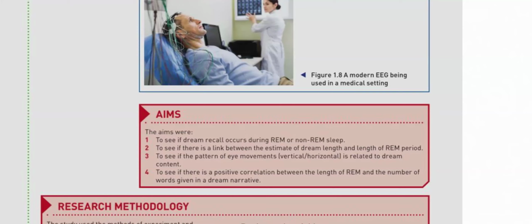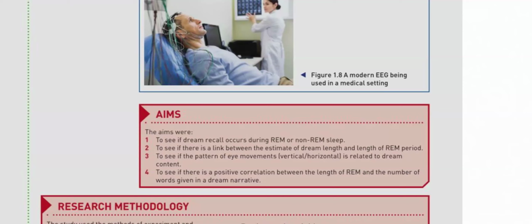Number three is that they wanted to see if the eye movement pattern tells something about the dream. For example, if your eye movement pattern is vertical, does that mean you're dreaming about something that's also vertical, right? So they wanted to see if the eye movement pattern is related to the content of the dream. And the last one is to see if there's a positive correlation between the length of REM and the number of words given in the dream narrative.